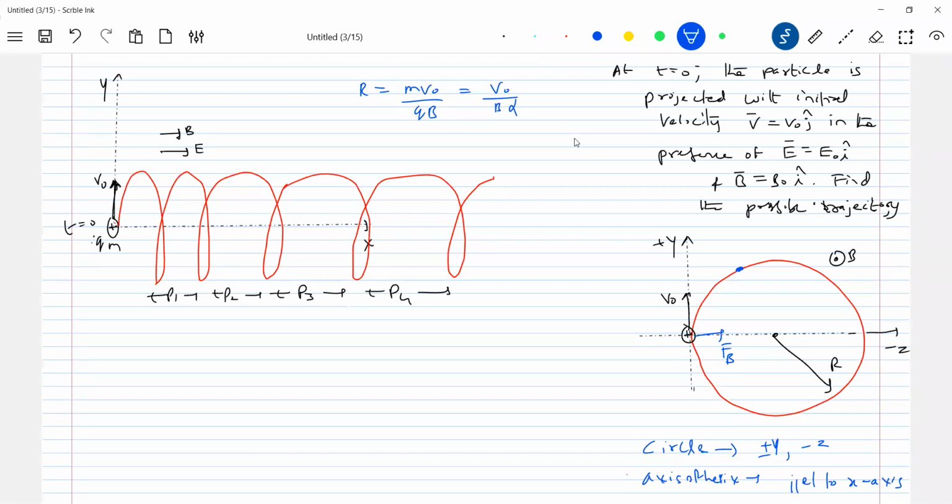After some time, it will be here. So it will make an angle theta, let me take theta, no problem. So here the particle will have velocity V0 in the YZ plane only. It will also have one x component of velocity. So this will be theta, this will be theta.